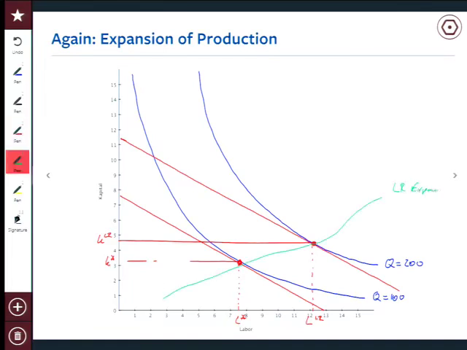I'm not drawing it as a straight line because there's nothing that says this thing has to be a straight line. So this is my long-run expansion path right here. It's supposed to go right through this point, but I don't see it on my left eye. Okay, that's long run. Now you've got to figure out the short run.